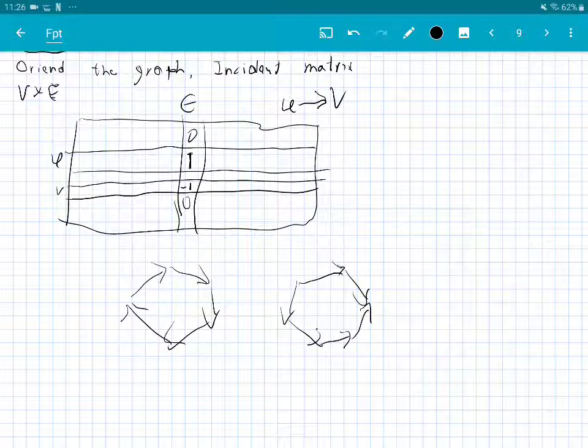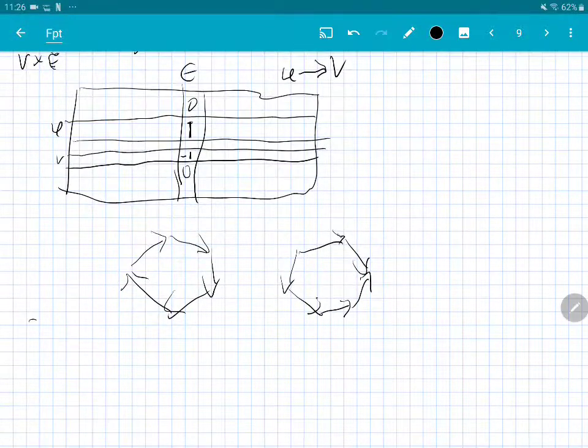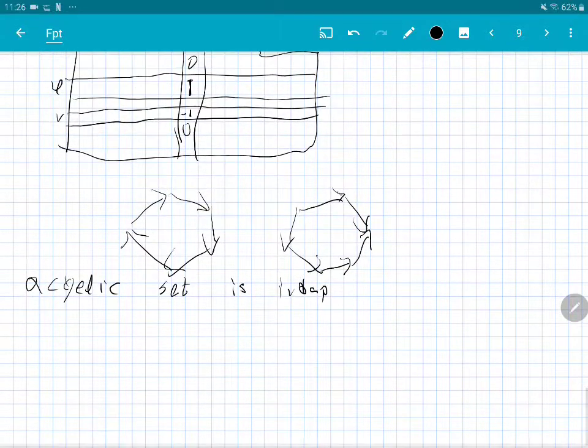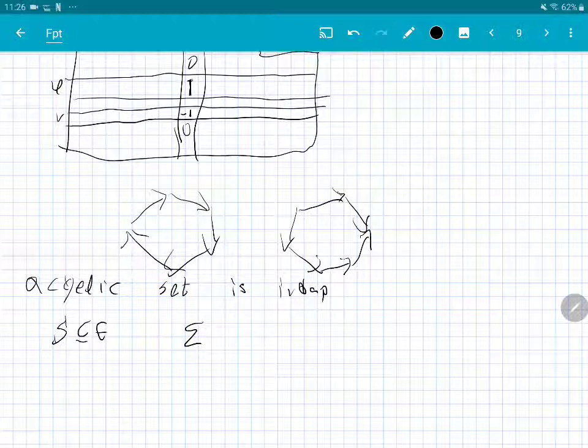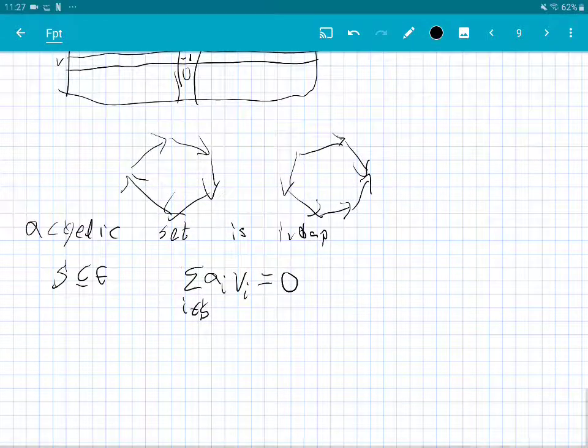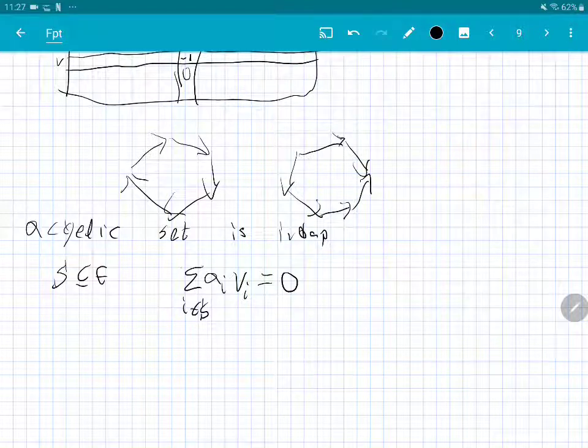Okay, so this is easy, but we still want to prove that all acyclic sets are independent. The way to think about it is by contradiction. Take a set S of edges that is acyclic, and assume that there is a linear combination of it, so it is in fact linearly dependent. So the sum of a_i v_i, where i is in S, is equal to 0. But then we can assume that all the coefficients here are non-zero, because if one is 0, let's just throw it away from S. So we are taking the minimal set that is acyclic and is linearly dependent.